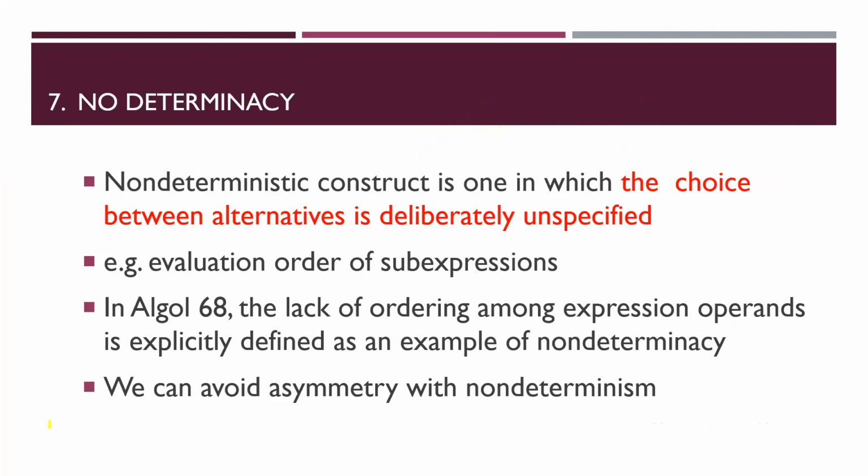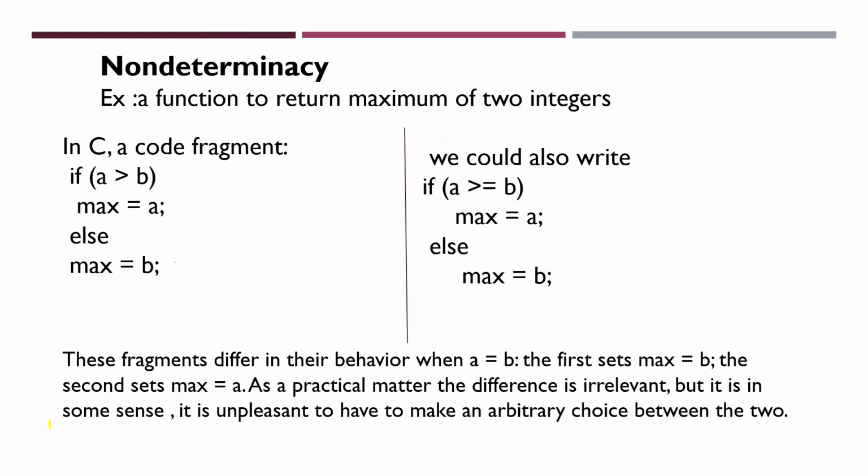The last one. So we have studied sequencing, selection, iteration, functions, recursion. Now we have nondeterminacy. That is another way of structured control flow. You can see in this example: if A greater than B, max equal to A, else max equal to B. So this is code to find the highest of two numbers. This is also a program to find the highest of two. But in this case, if A is greater than B, then max equal to A, else max equal to B.